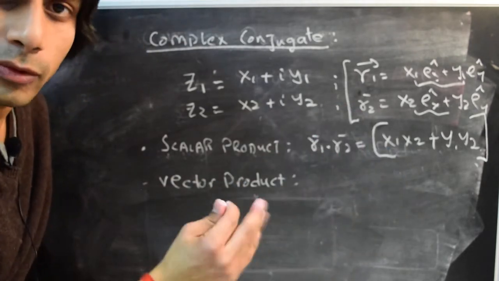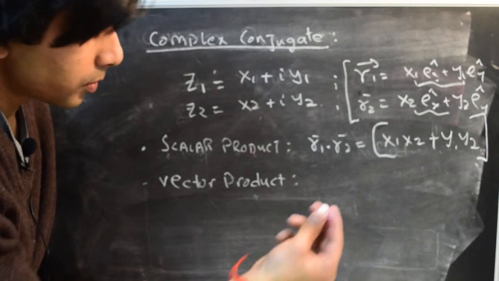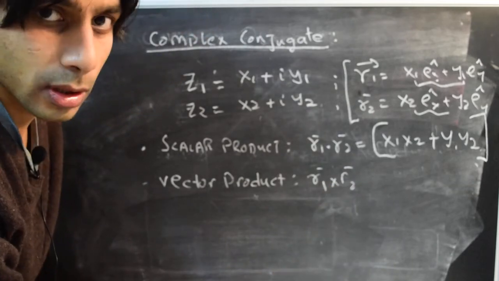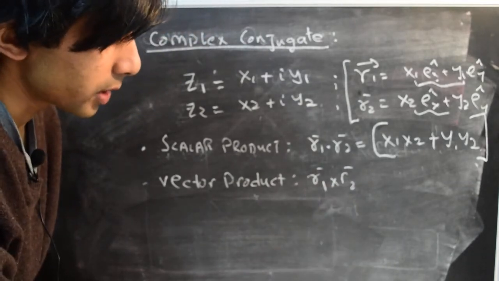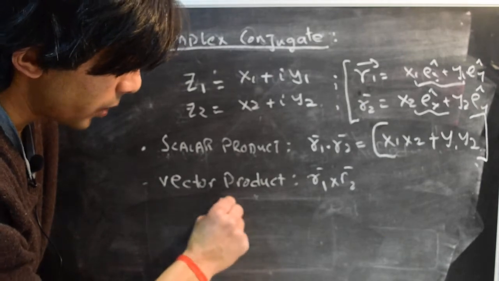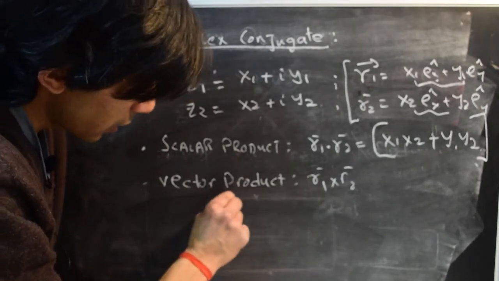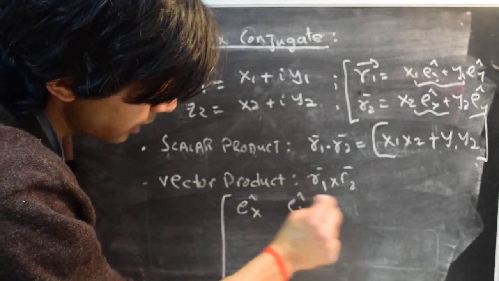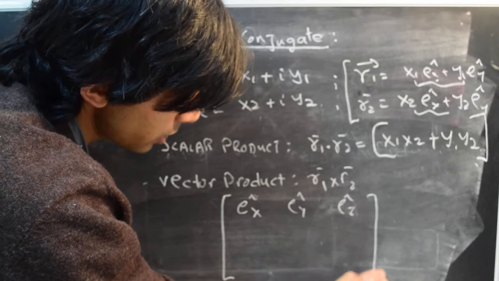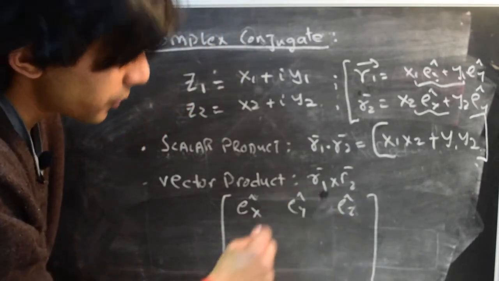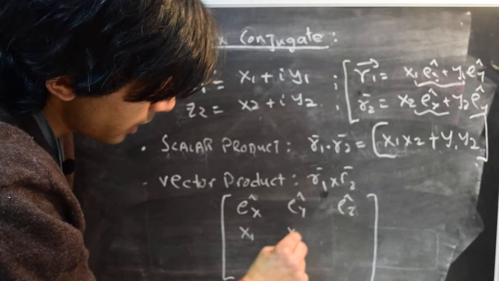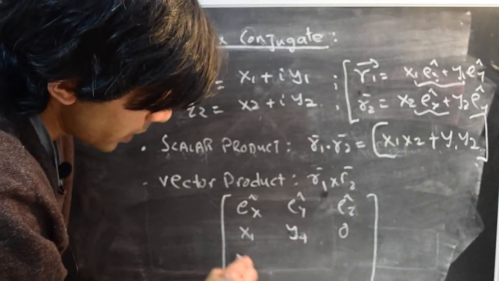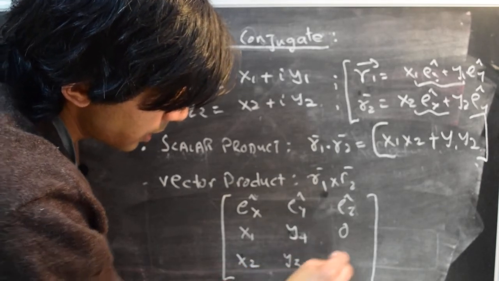Since we're in the two-dimensional plane, we know that the cross product would only have one component. So let's write the cross product as R1 cross R2. The standard way to calculate it is to define a matrix with components Ex, Ey, Ez, which are the three directions, and then the components of the first vector, x1, y1, and 0, and the second vector, x2, y2, 0.